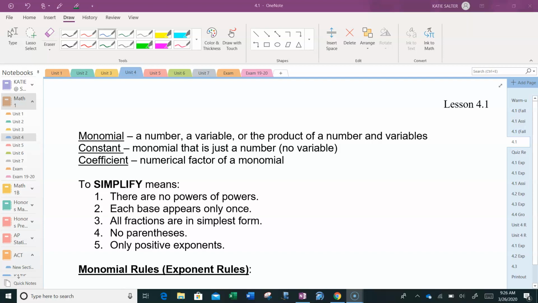All of the problems that we're going to be working on, the directions will say to simplify. So what does that mean when it says to simplify? When you have an expression that is simplified, there are no powers of powers. Each base appears only once. All fractions are in simplest form. No parentheses are left in the problem. And we only have positive exponents. We will keep referring to this as we go through our problems.